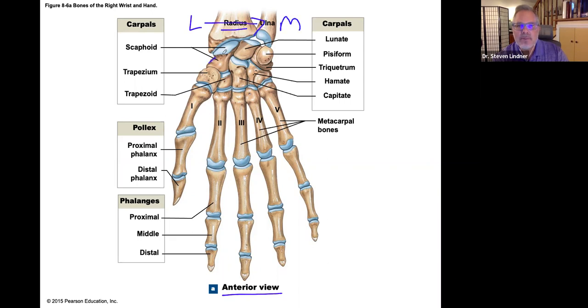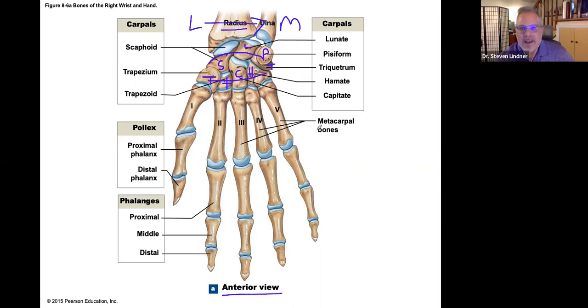Then we have the proximal row first, and then we have the distal row. And there's that little silly mnemonic. Some lovers try positions that they can't handle. Okay, so it's the scaphoid, the lunate, triquetrum, pisiform, trapezium, trapezoid, capitate, and hamate. Okay, learn them from lateral to medial, proximal row first, and then the distal row afterwards.